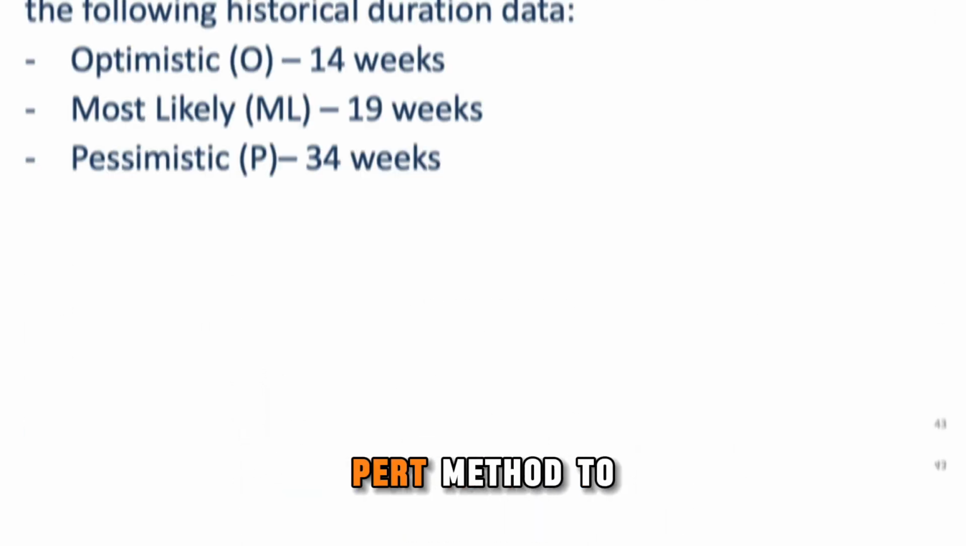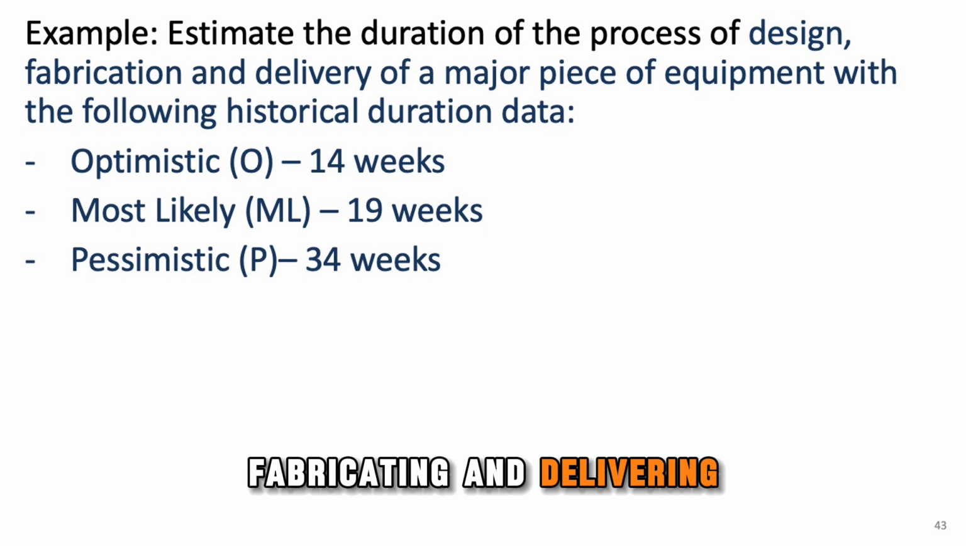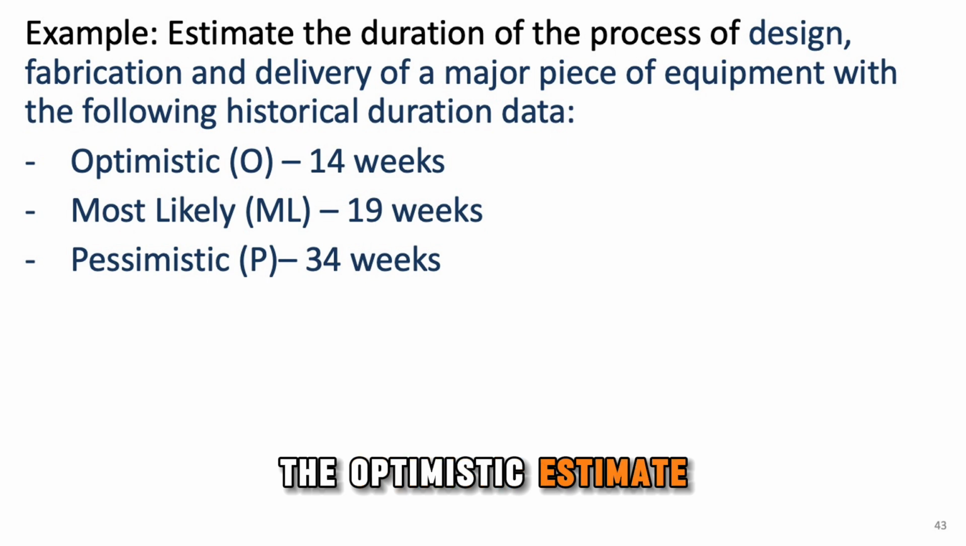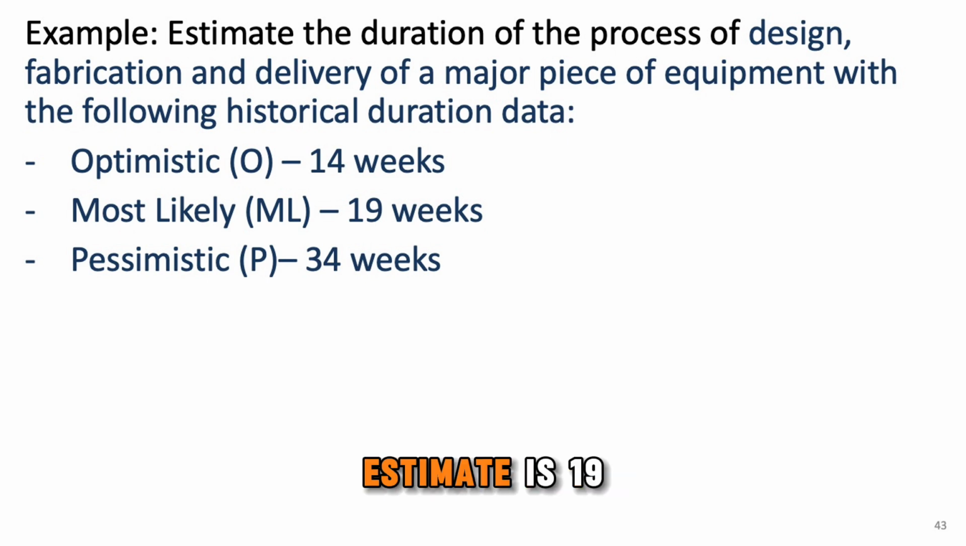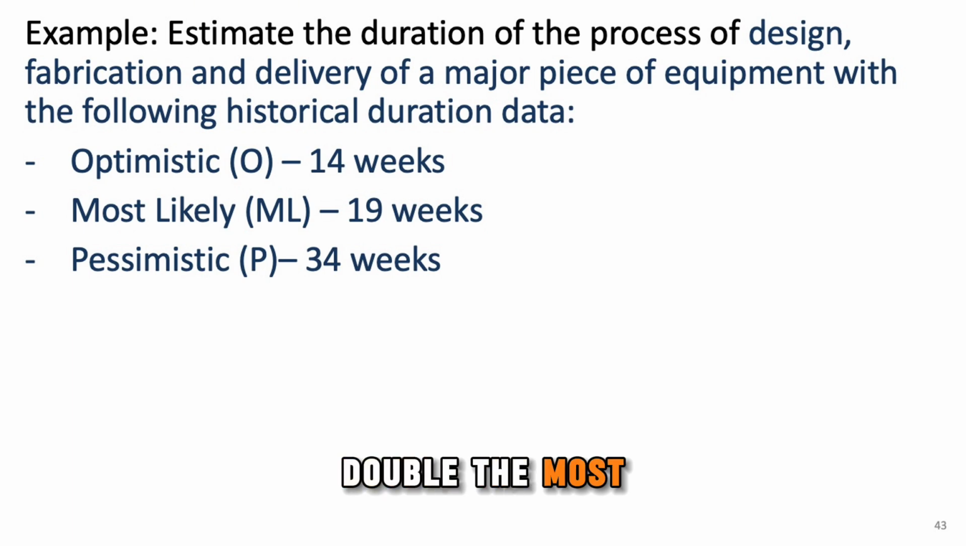Let's apply the PERT method to estimate the activity duration in this example. We need to calculate the total duration for the entire process, including designing, fabricating, and delivering a major piece of equipment. Based on historical data, we have the following 3 estimates. The optimistic estimate is 14 weeks, the most likely estimate is 19 weeks, and the pessimistic estimate is 34 weeks, which is almost double the most likely value.